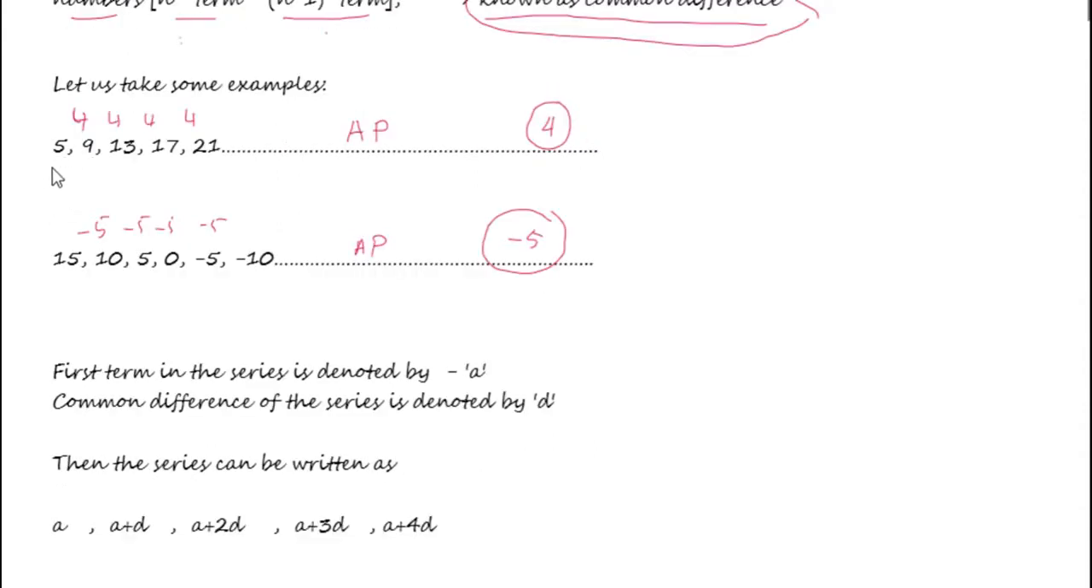In an AP, the first number or the first term is denoted by a. So here I can say that a equal to 5. In this case I can say a equal to 15. This is how the first term is represented. And the common difference of the series is denoted by d. So here d equal to 4, here d equal to minus 5.